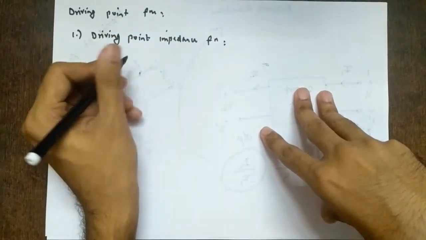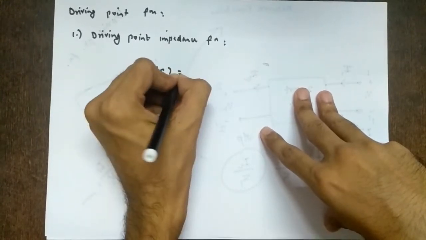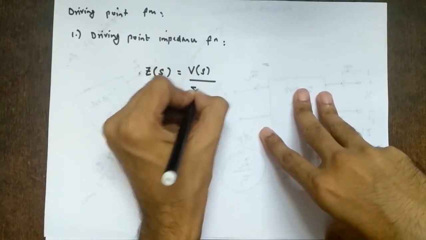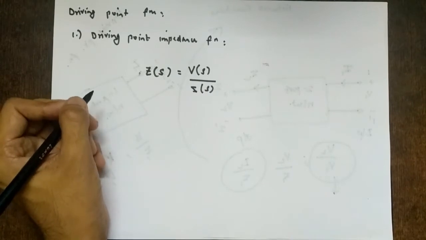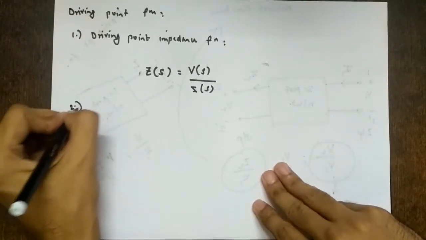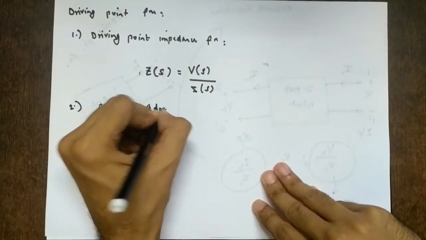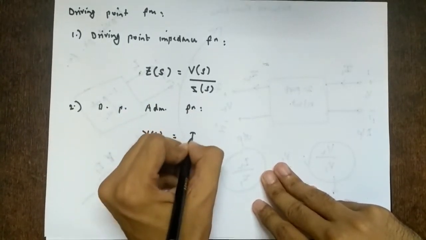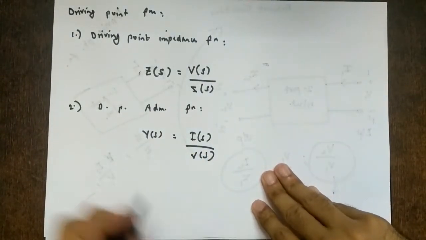impedance function. As it says, it is an impedance function, right? And since we have only one port, we will not write Z1. Impedance is V by I. So Z of S is V of S by I of S. We already go to the Laplace domain, because as we saw, it is simple. Then since we have an impedance function, obviously next we will have the driving point admittance function. It will be denoted by Y of S, and it will be the reciprocal of Z of S.